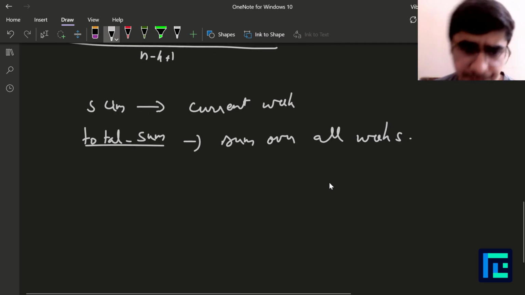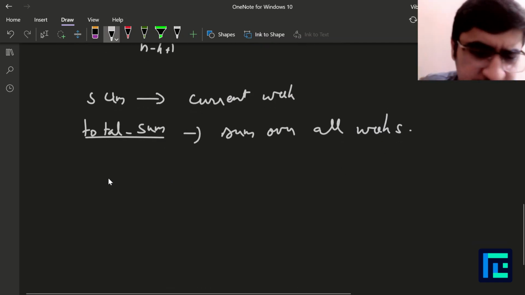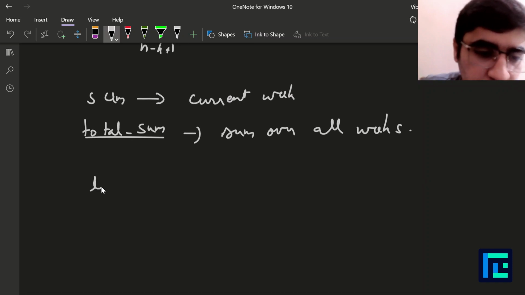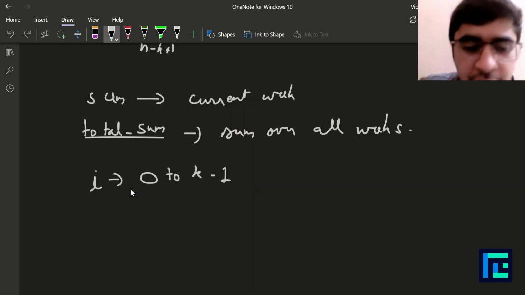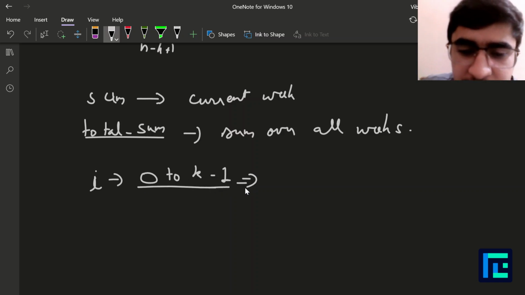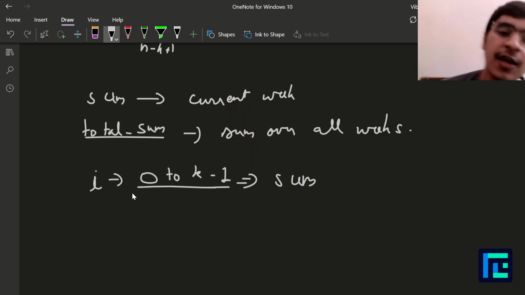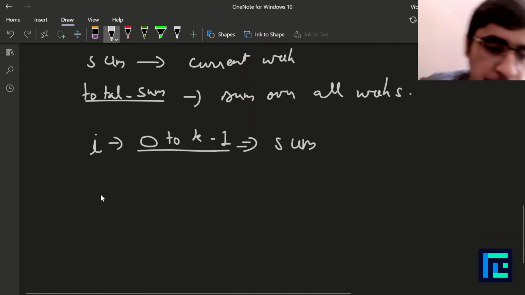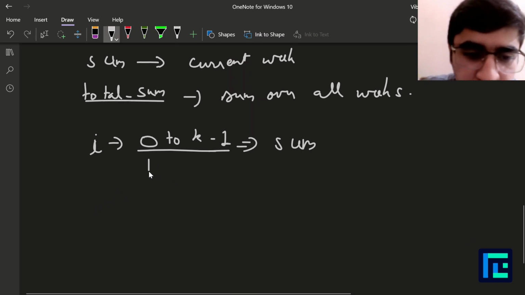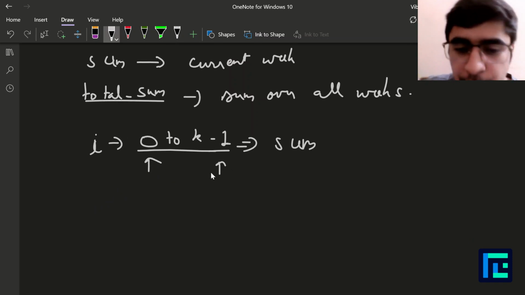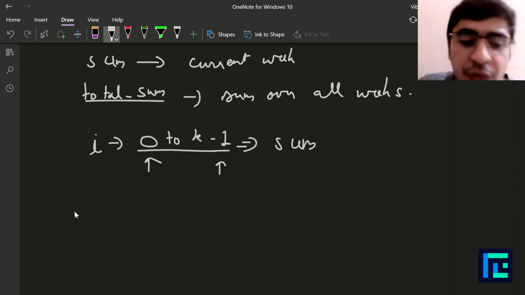So how do we calculate our sum? Initially, we'll run a for loop with I running from 0 to k, that is I less than k, so basically till k minus 1. For the first k values, we'll calculate the sum. This is our value for the first week. After that, what we need to do is remove the last value and add the next value, right? We'll just move our window forward.